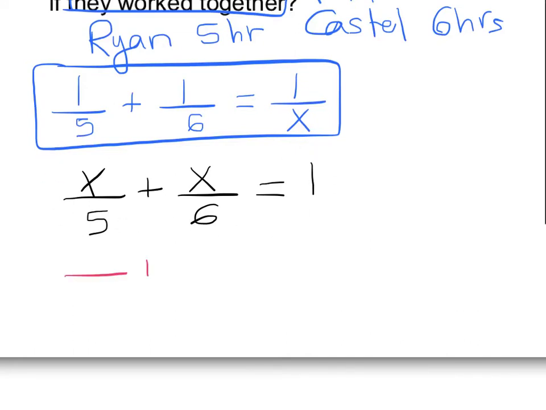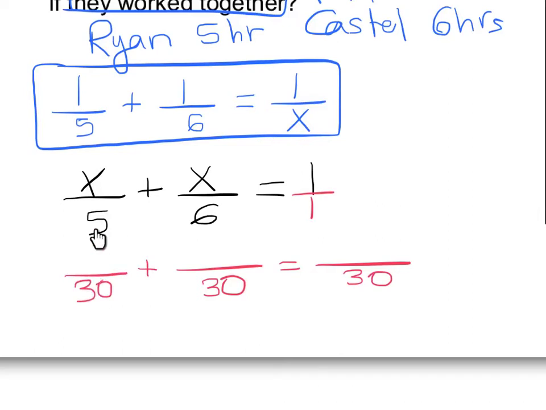To solve it, you get a common denominator. So this is 1 over 1. So 5 times 6 would be 30, so you always multiply them. Now multiply by what's missing. 5 times what would give you 30 times 6, so you multiply x by 6. 6 times what gives you 30, so you multiply x by 5. 1 times what gives you 30? 1 times 30 is 30, so you multiply 1 by 30.